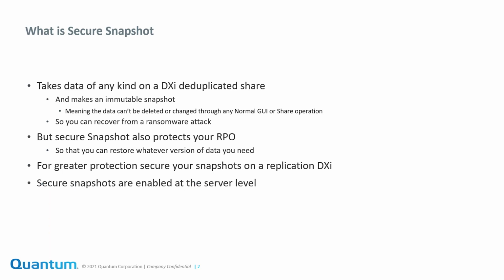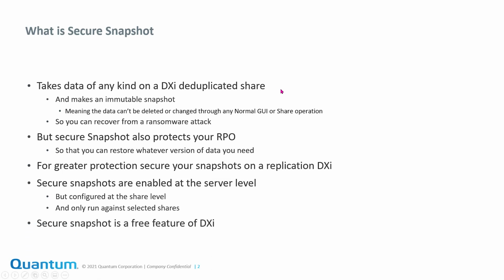Now, secure snapshots are enabled at the server level, but configured at the share level, so it only runs against selected shares. So what that means is you turn on secure snapshots for the server, you set up a schedule for them, and the secure snapshots only run against the selected shares that you want them to. And secure snapshot is a free feature of DXi. There's just no reason not to use it.